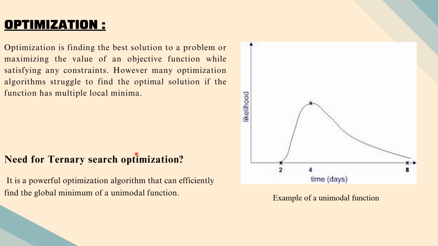In optimization, a function is a mathematical relation describing the relationship between the input and output variables. A unimodal function is a type of function that has a single global minimum or maximum point. This means that the function has only one peak value in the given graph. So, an example of a unimodal function has been provided here. Take a look.